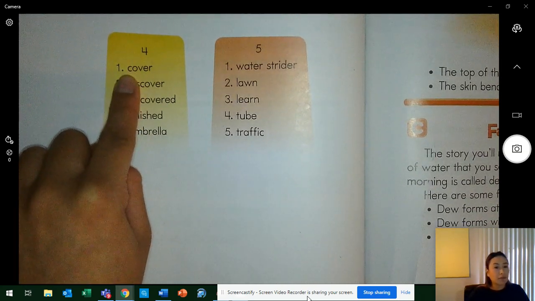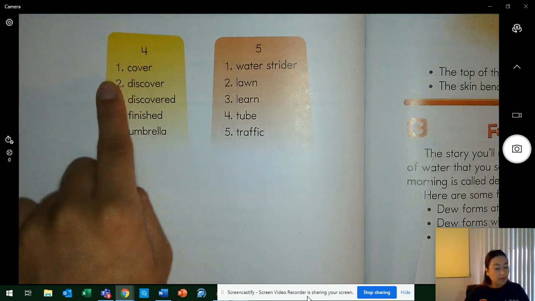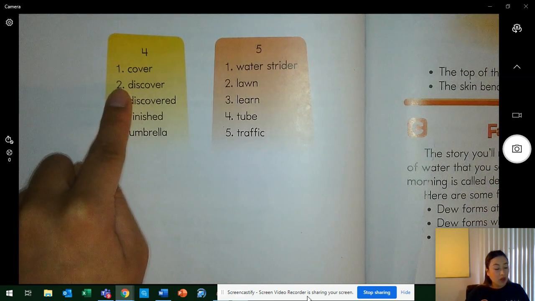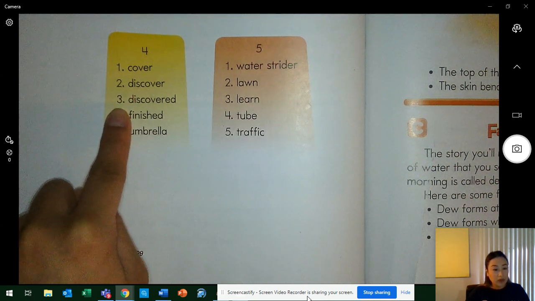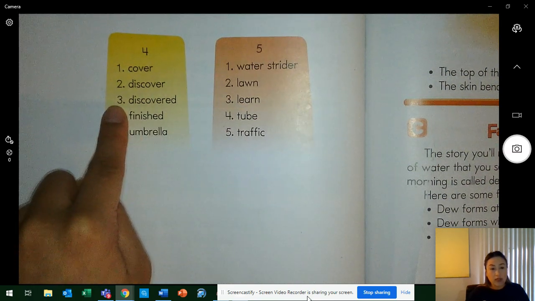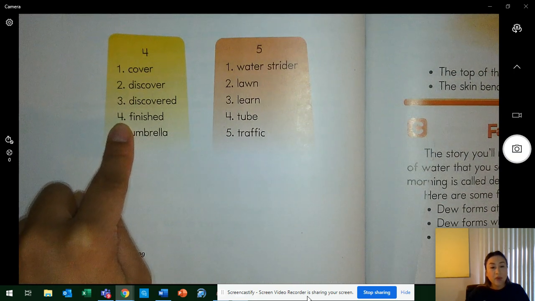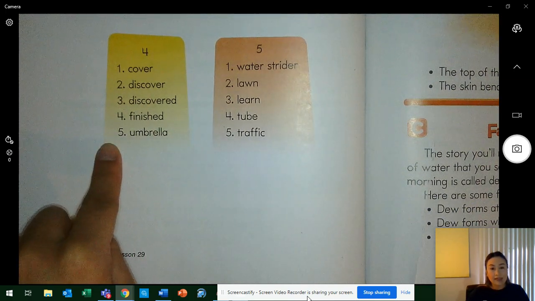Okay, let's go to column 4, the yellow column. I bet you are doing great tracking and reading, right? Word 1. What word? Yes, cover. Word 2. What word? Yes, discover. Word 3. What word? Yes, discovered. Word 4. What word? Yes, finished. Word 5. What word? Yes, umbrella.